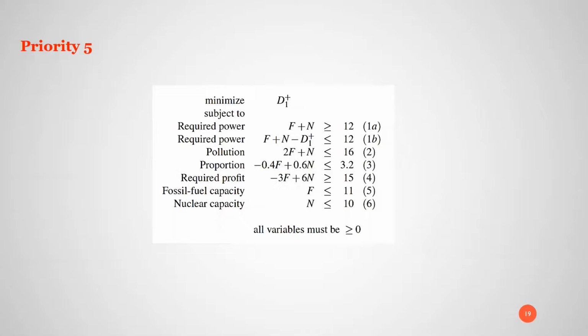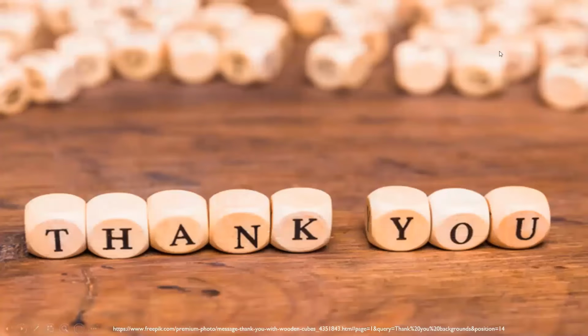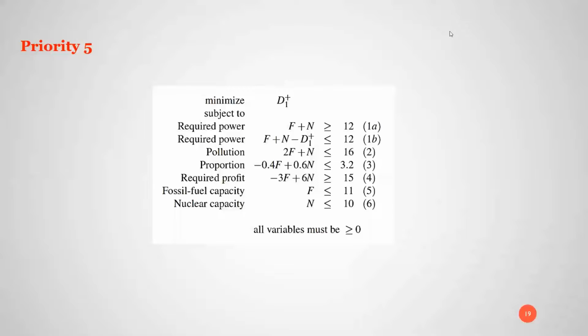Now we can add the related hard constraint of minus 0.4 f plus 0.6 n less than or equal to 3.2 to the next subproblem. And in this subproblem, we notice that replacing the values of f and n, constraint 1b is satisfied. Sorry for that. And with d plus 1 equal to 0, I have what I wanted.